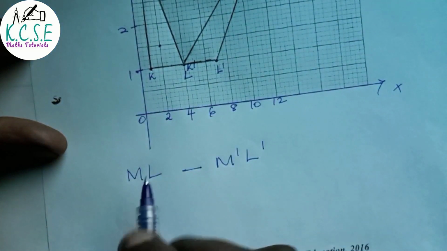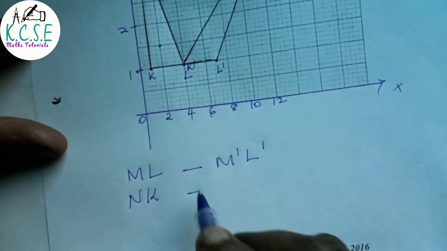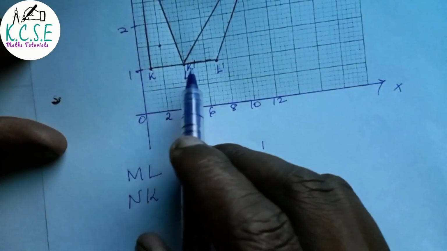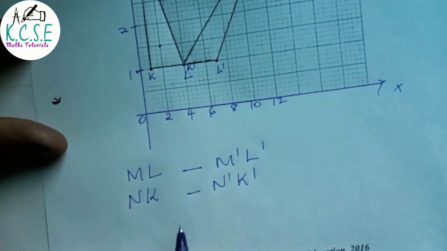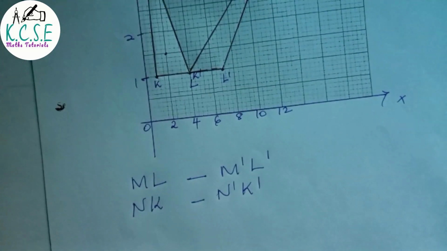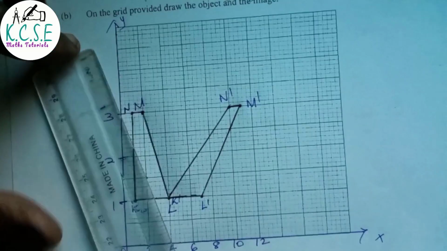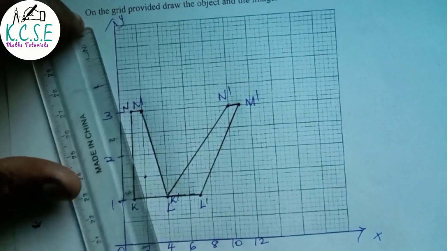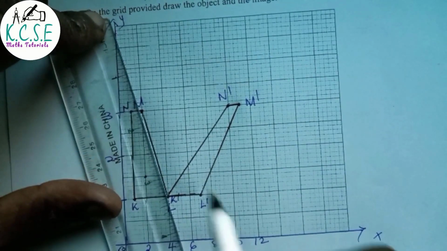So if you pick another one like N, K, you join it to N prime, K prime. Just join. Where they meet, they will always meet on the invariant line. So the first one, like the first one here, ML, you extend this line here, just extend it.